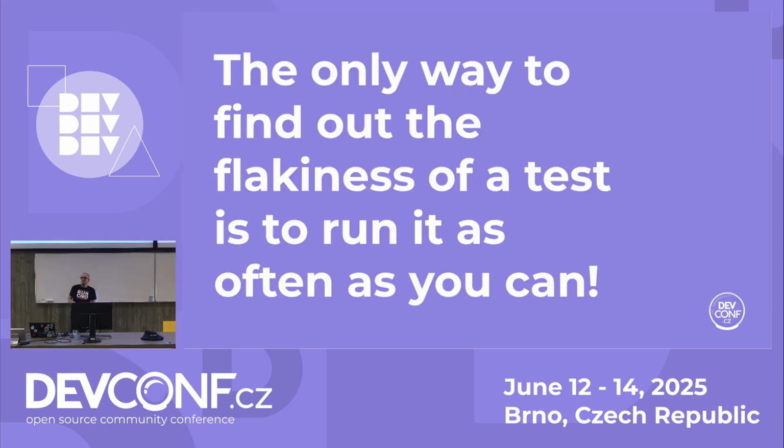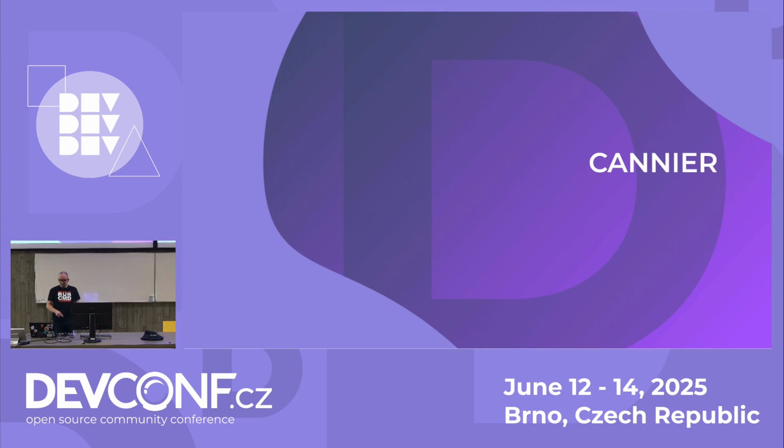So the main point is the only way that you find a flaky test is to run it as often as you can, because even with an 88% chance, you might still miss them. The survey says that there were tests that were even flaking after 10,000 runs. As you have seen, when the majority of tests run 1 or 2 minutes, this is not doable. Maybe everything is doable, but with resource constraints, you might not be able to do it. So enter CANNIER.